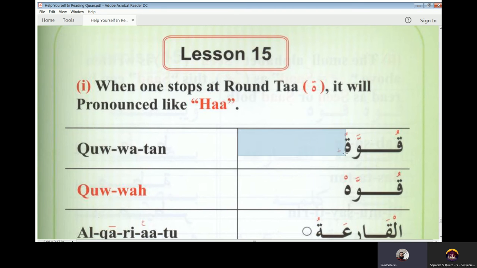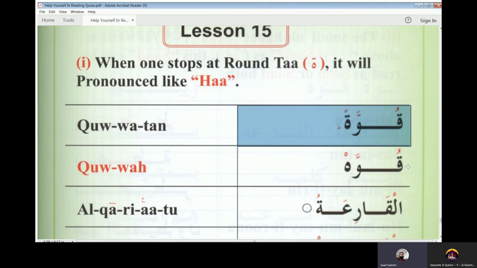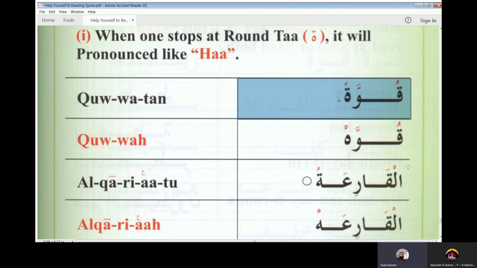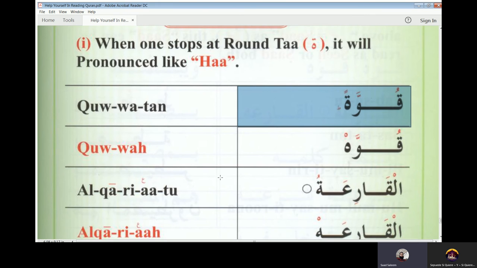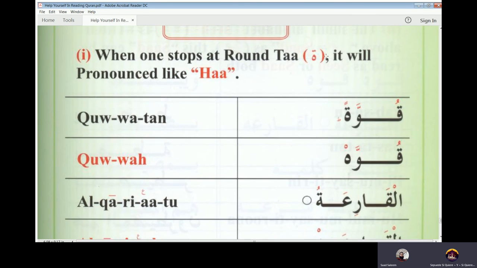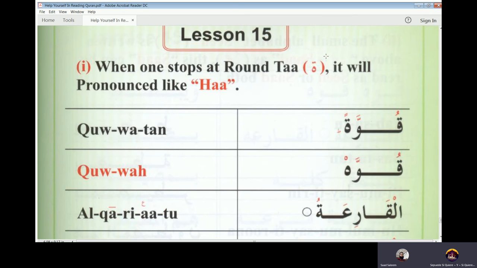Now read this. Read the next word. Are you listening? I am, but I'm still trying to absorb the rule. When one stops at round ta, which is ta marbuta, right? This ta is ta marbuta, right? Yes. It will be pronounced like ha.